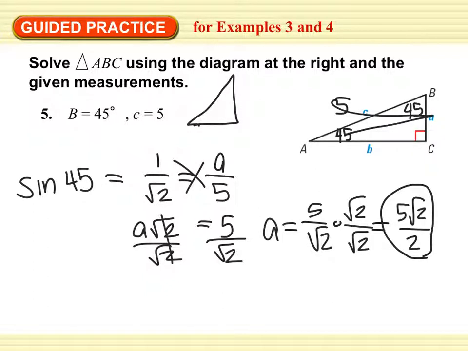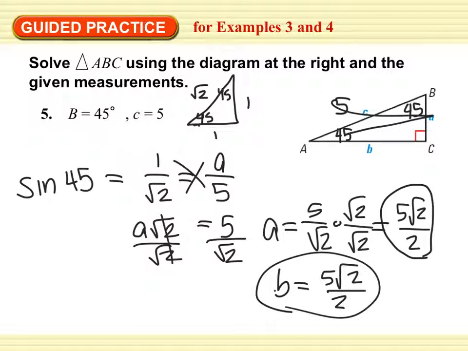Amazingly enough, in a 45-45-90 triangle the legs are equal. So if a is 5 root 2 over 2, then b is also 5 root 2 over 2. So I've got a, I've got b, c was given to me, my angles are 45 and 45, I'm good. I don't like that triangle that was drawn incorrectly.